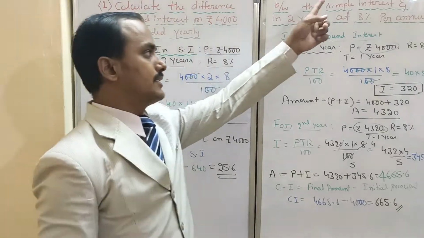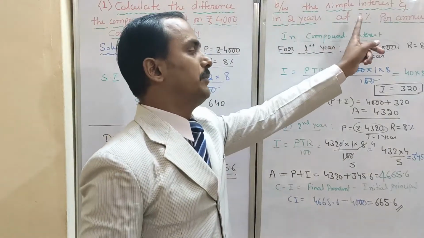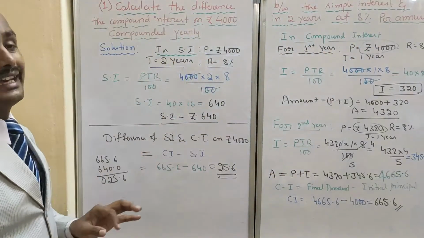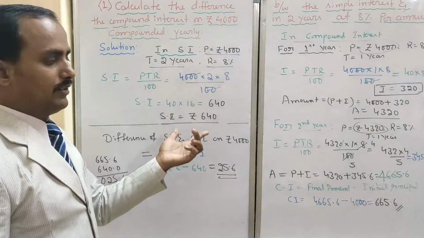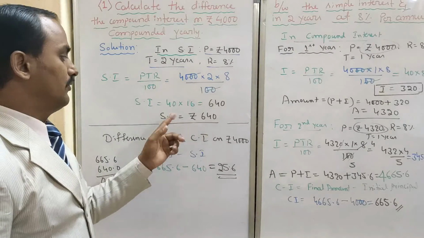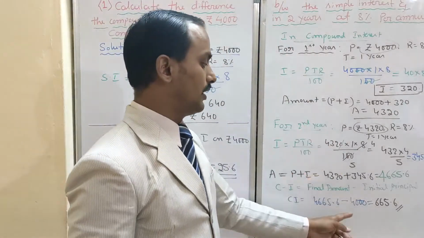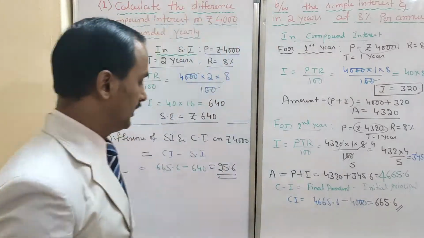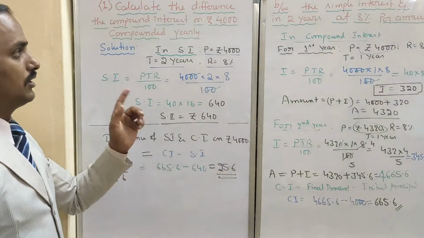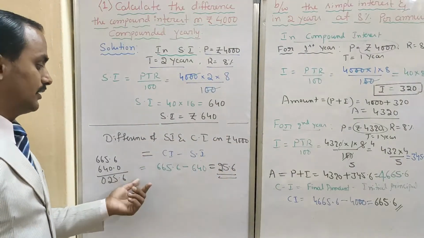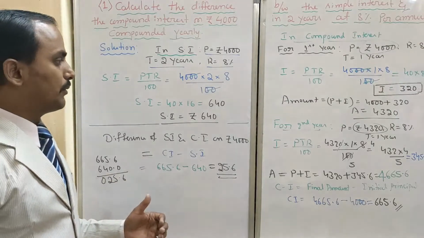What is the question? Calculate the difference between the simple interest and the compound interest on rupees 4000 in 2 years at 8% per annum, compounded yearly. Simple interest, you know that is a simple formula, and we substituted those values, we got the simple interest. Then compound interest, compounded yearly, I found out the compound interest. Okay. Then finally the conclusion is, the difference of simple interest and compound interest on rupees 4000 in 2 years at the rate of 8%, we got 25.6 rupees. Is this clear, dear children? A similar problem you should practice.